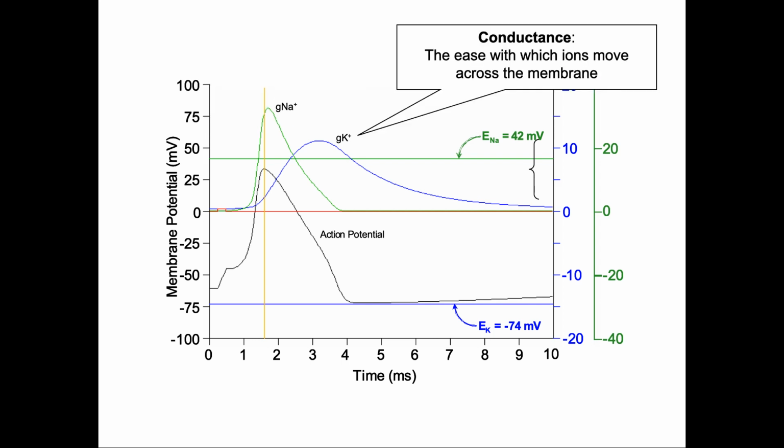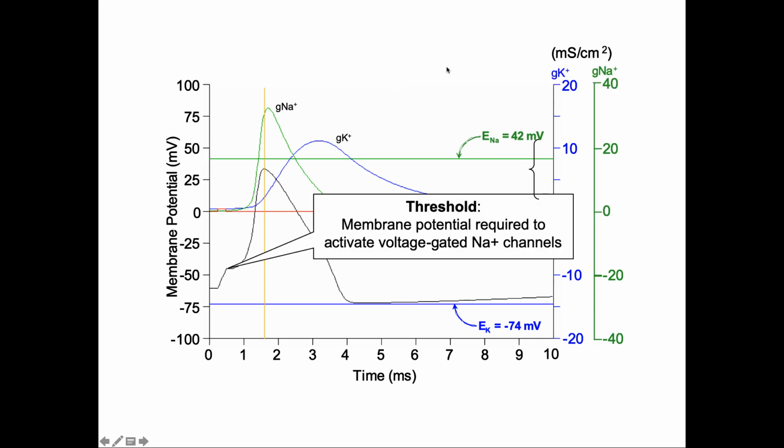All right, these two traces are giving you some information about conductance, right? As the conductance for sodium rises, it's going to pull the membrane potential closer to the equilibrium potential. Here's where the delayed potassium channels open, so sodium channels inactivate. You can see that trace go down, and the depolarization activates the delayed potassium channels, so you can see their conductance goes up. Conductance is the ease with which ions move across the membrane. Threshold, by definition, is the membrane potential required to activate voltage-gated sodium channels.